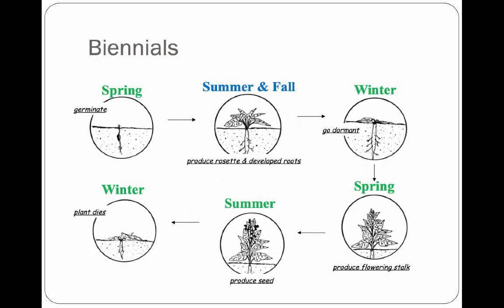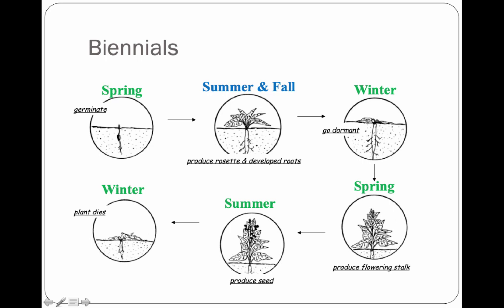Biennials are plants that are going to survive 2 growing seasons. And so the first spring, they're going to germinate. They're going to produce a rosette and develop a root system during the summer and the fall. And then during that first winter, they're going to go dormant. But the roots are still going to stay alive. They're just going to be in a non-growth stage.